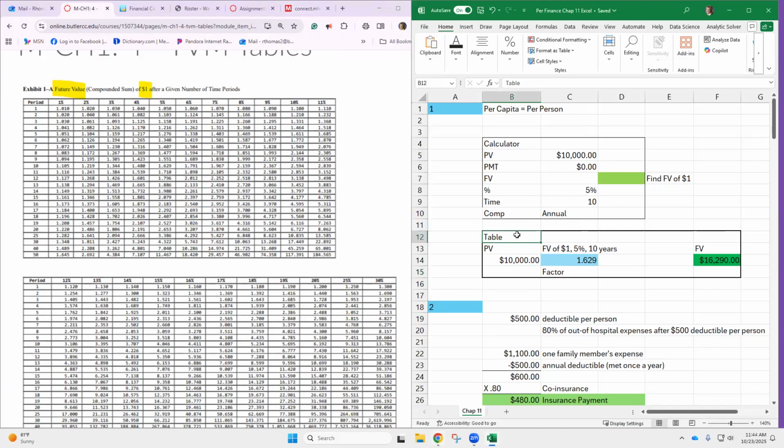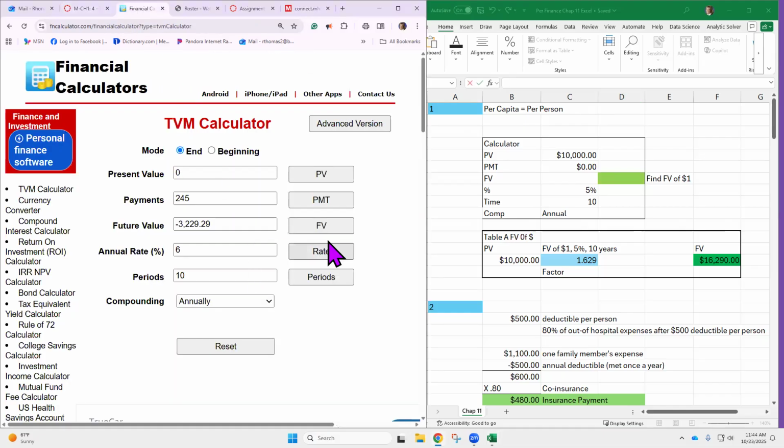I'll put, this is table A, future value of $1. All right, so we want 5% in 10 years, 1.629. So I do have the right factor there. So what buys $10,000 worth of health care now, if the inflation is 5% a year, will actually cost $16,290. Now let me plug this into here.